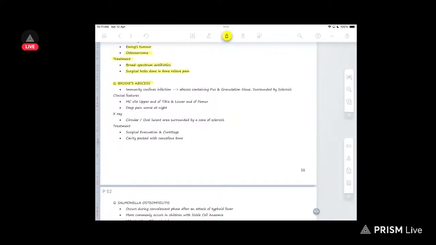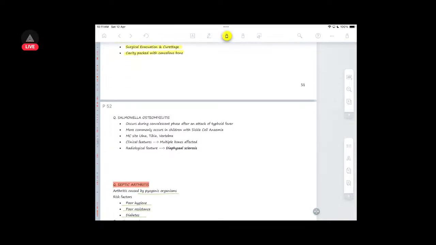Then you have Brodie's abscess, in which immunity confining the infection leads to abscess containing pus and granulation tissues surrounded by sclerosis. Clinical features, most common is upper end of tibia and lower end of femur, deep pain which is worse at night. On X-ray you'll see circular and oval lucent area surrounded by a zone of sclerosis. Treatment you can do surgical evacuation and curettage. The cavity is packed with cancellous bone.